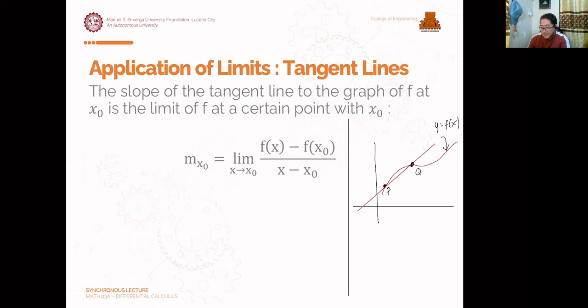That is a second line, no? Kasi nag-pass through tayo ng dalawang points dun sa curve natin. And si slope natin, magiging significant siya kung yung distance ng points natin is nearer dun sa point natin.